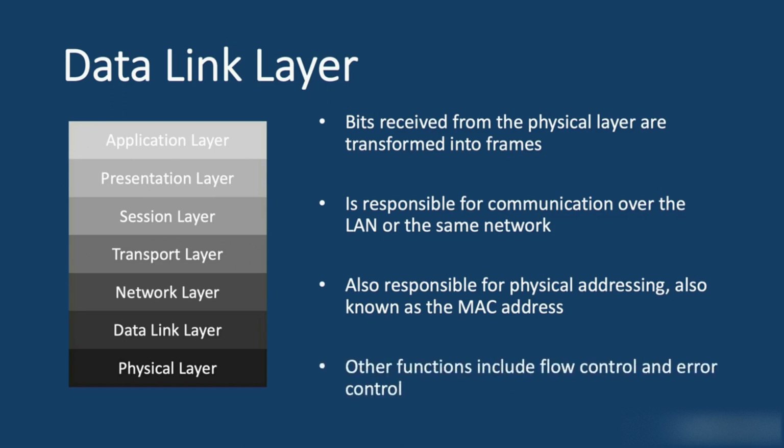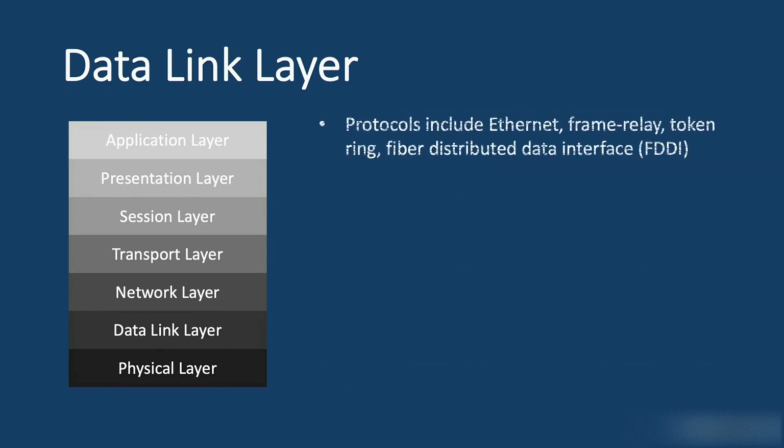Other functions include flow control, which is synchronizing the sending and receiving of frames, and also error control. The protocols that operate at the data link layer include Ethernet, which is a very popular protocol, frame relay, token ring, and fiber distributed data interface, also known as FDDI. The devices that operate at this layer include bridges and layer 2 switches.